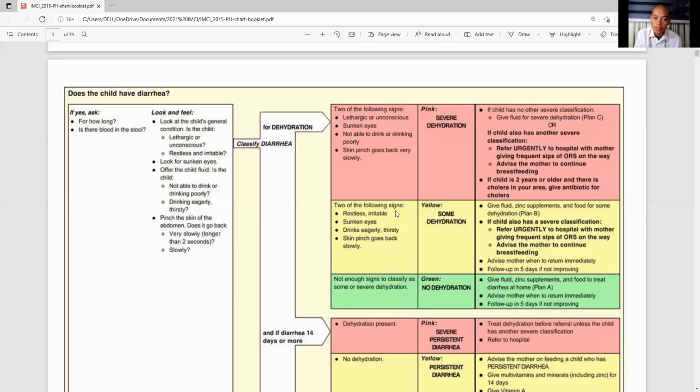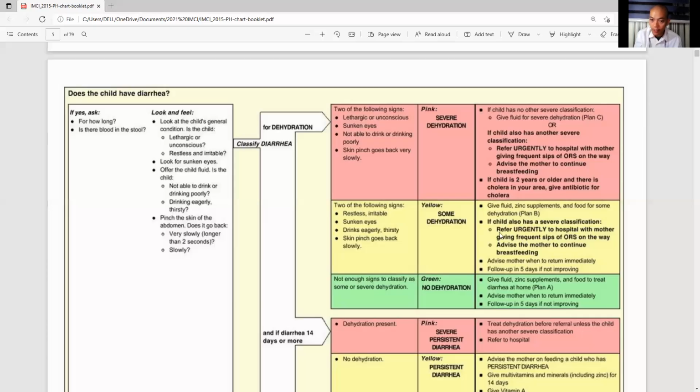Yellow, you must have 2 of the following signs. The patient is restless, irritable, has sunken eyes, drinks eagerly, is thirsty, skin pinch goes back slowly. Okay, so our classification is some dehydration. Give fluids and supplements for food for some dehydration, or it is called plan B. Where do we see plan B? We go back to the table of contents and copy the interventions.